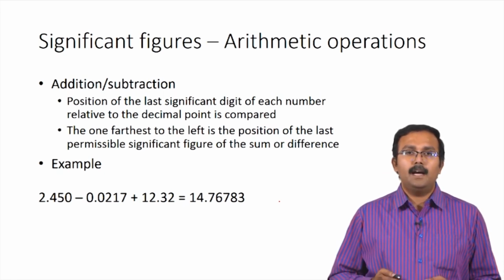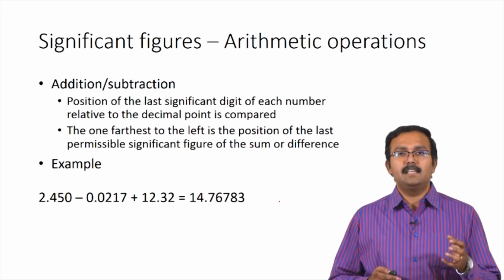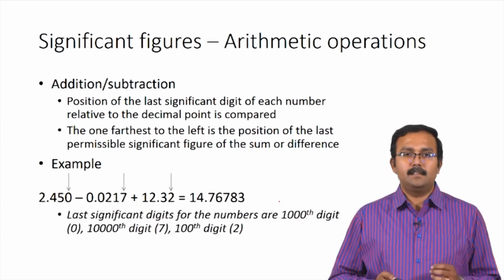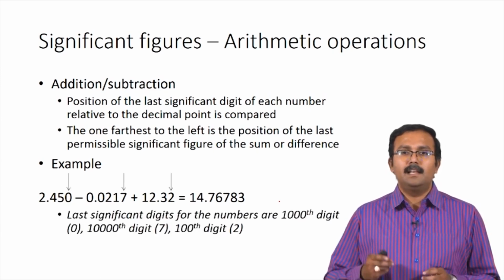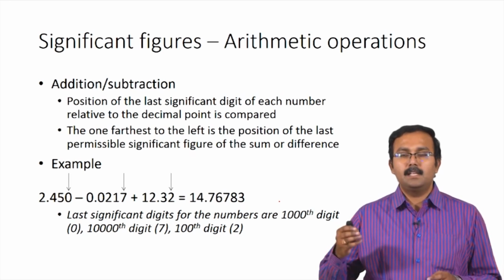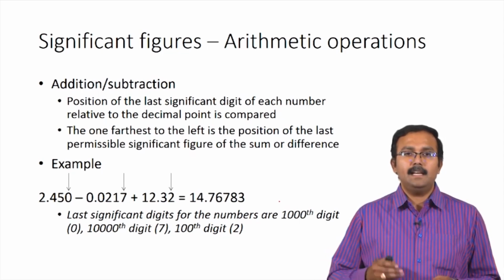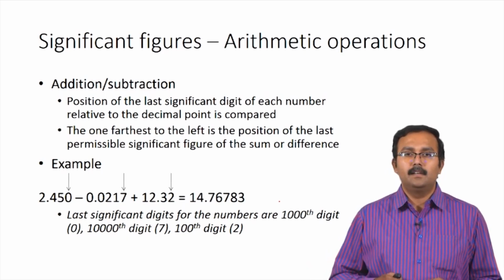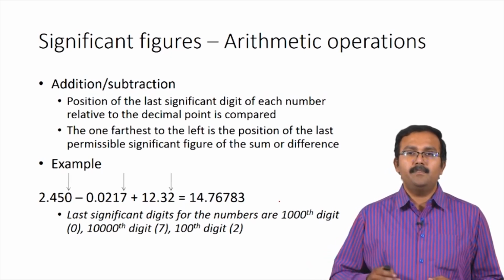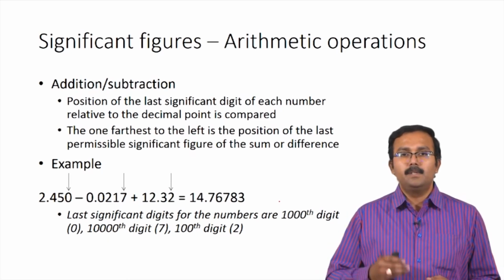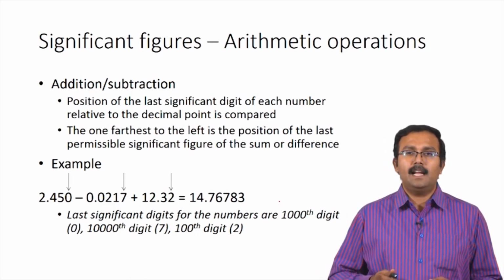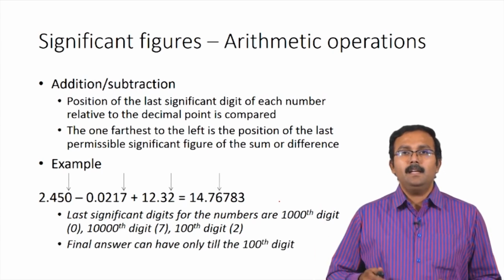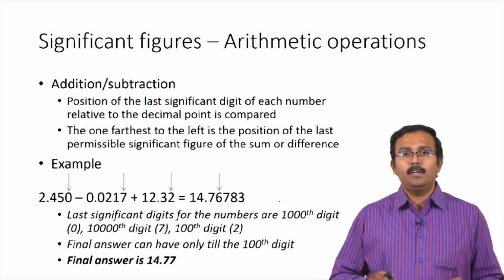So, what you do is identify the position of the last significant digit in each of these numbers relative to the decimal point. For the first number 2.450, the last significant digit is the 1000th digit, which is 0. For the second number, the last significant digit is the 1/10,000th digit, which is 7, and the third number has the last significant digit as the 100th digit, which is 2. So, your final answer can actually be written only till the 100th digit. Thereby, you will write down the final answer as 14.77.